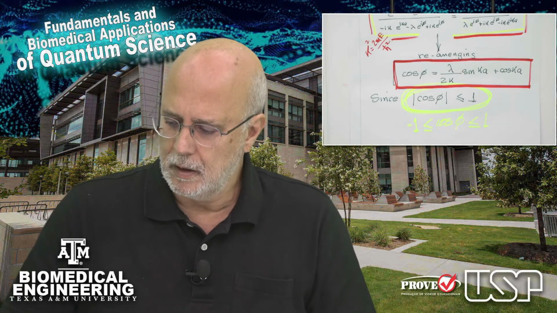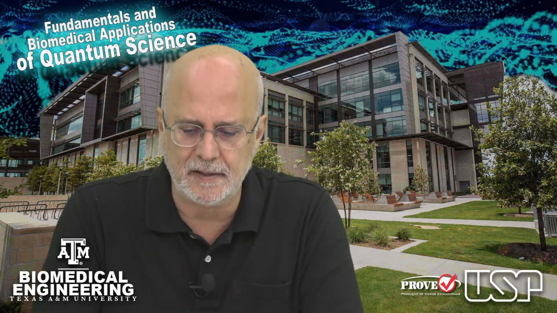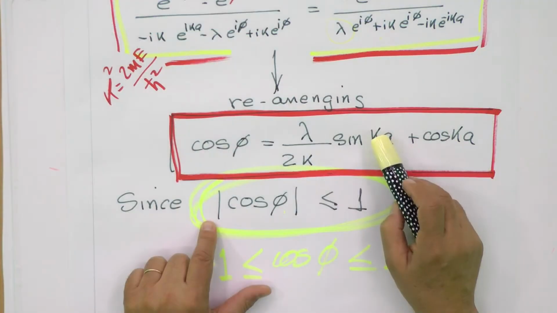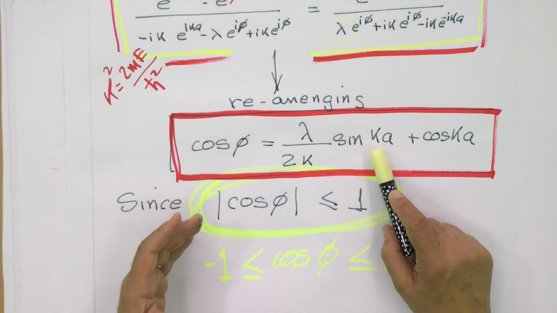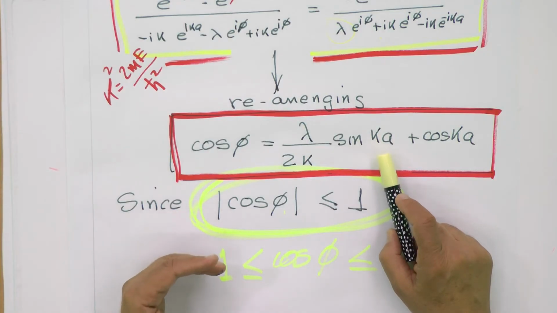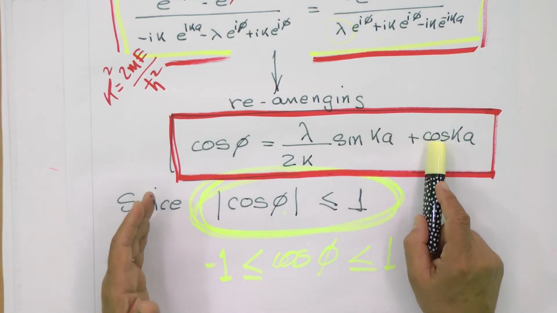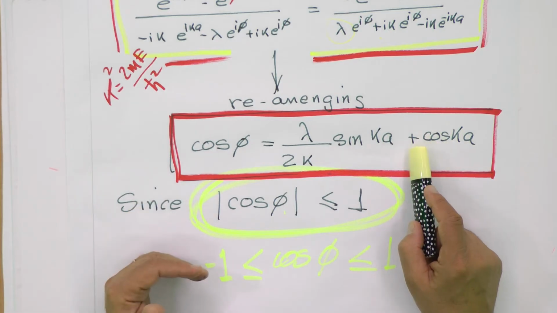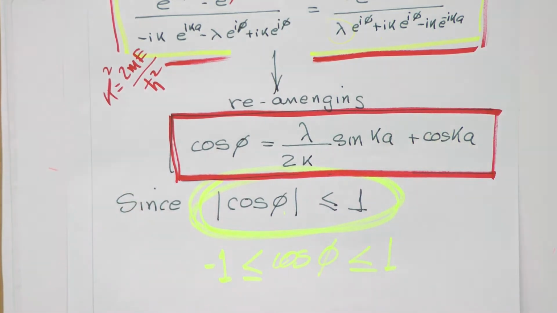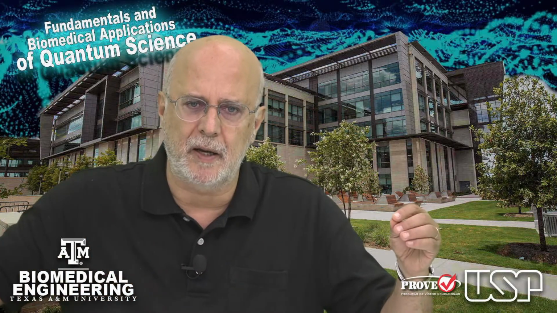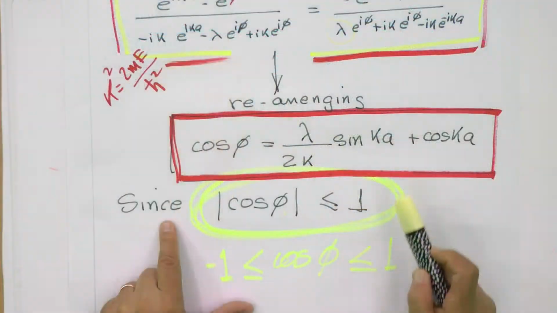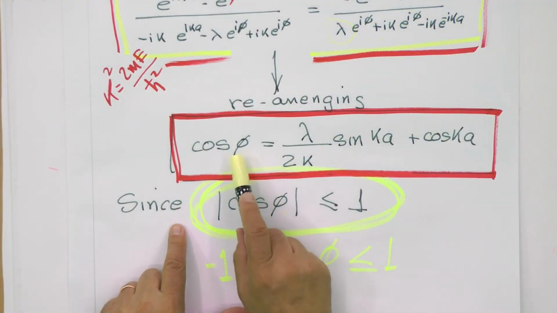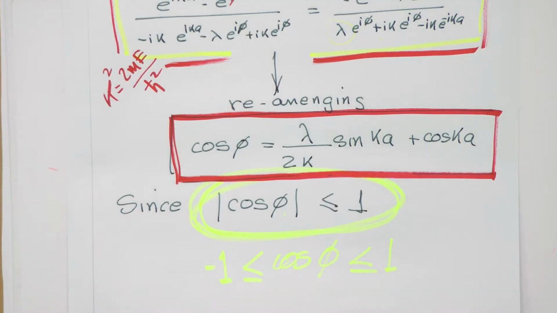So, because of this, it means that I cannot have any K. I must have a special case where this is true. So it's not any energy I can put in my system. My particle in this periodic potential cannot have any energy. It must have an energy represented by K, which is consistent with having the cosine within this interval.